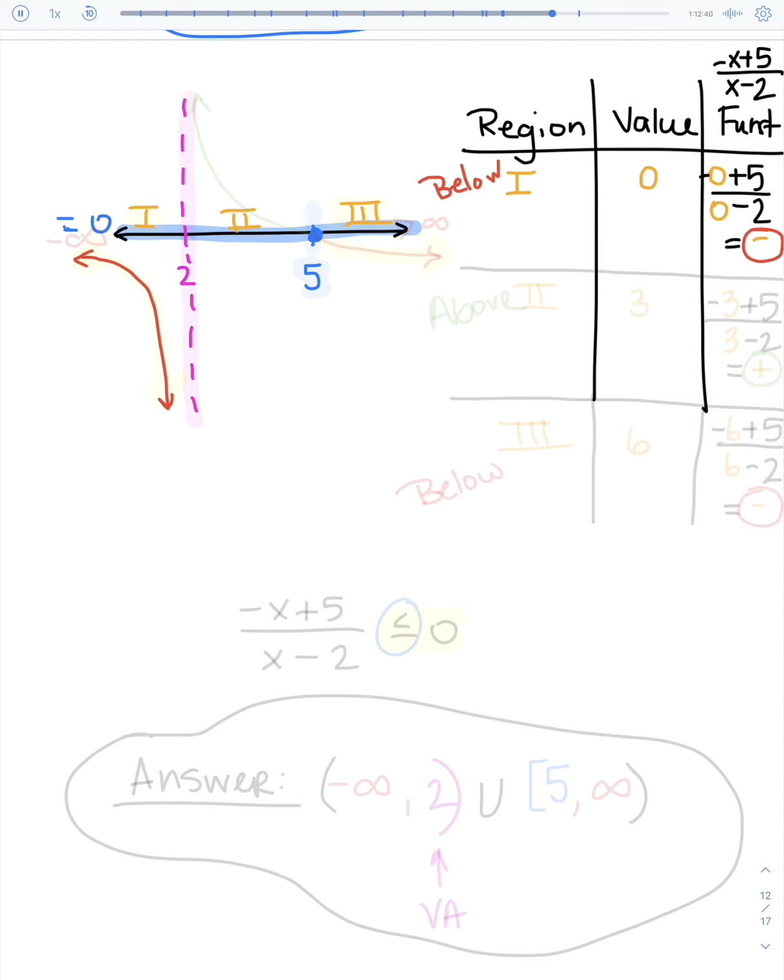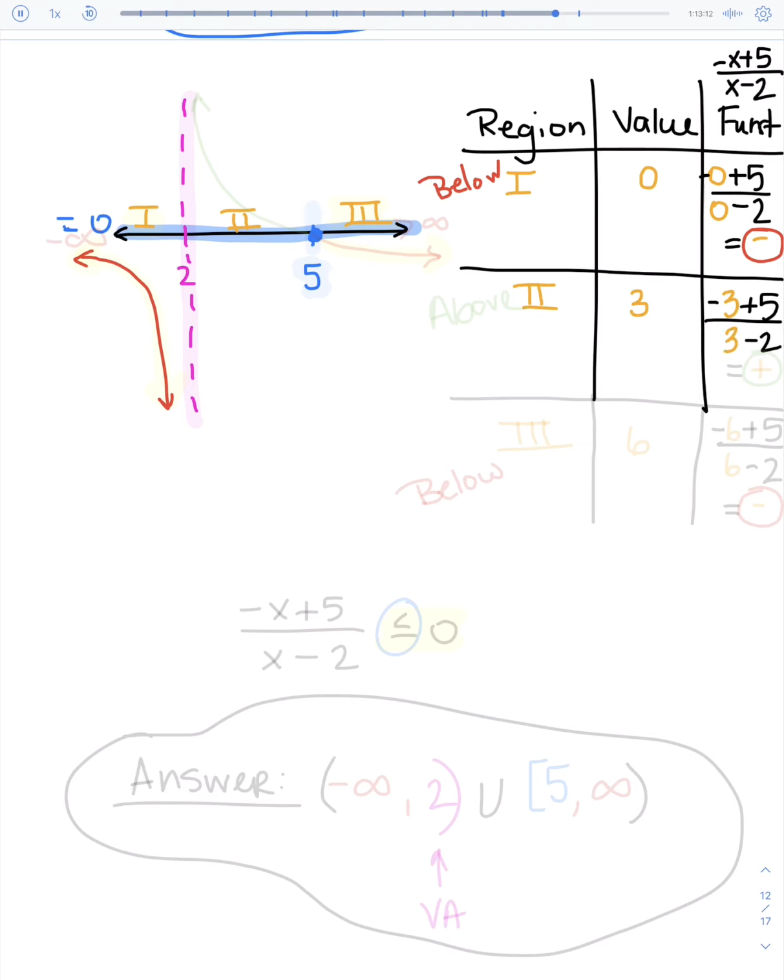Okay, next region. We need something from region number 2 next, which means something between 2 to 5. Let's choose something small. Let's try 3. And we're plugging it into our fraction again. So we've got a negative, and then we're plugging in 3 plus 5 over 3 minus 2.